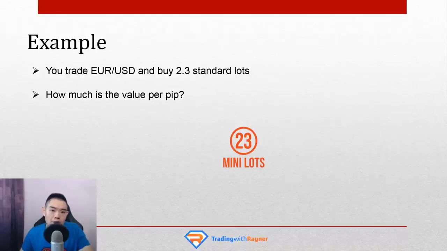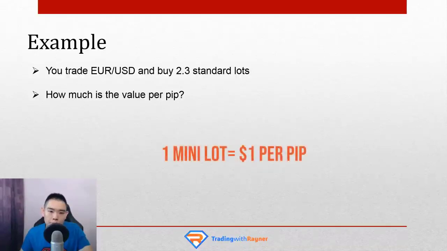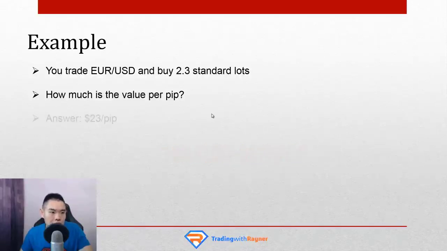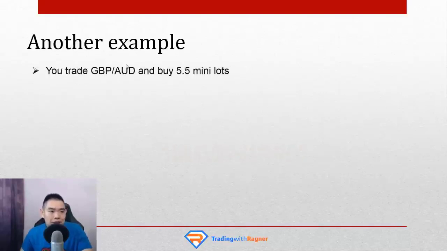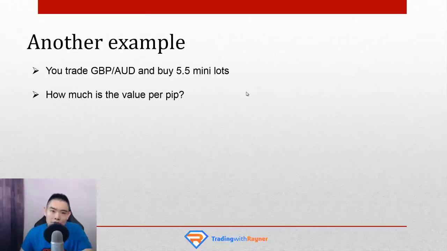We know one mini lot is worth $1 per pip. So clearly 23 mini lots means it's $23 per pip, and there you have it. Moving on, next example. Let's say you trade the pound against the Aussie dollar and buy 5.5 mini lots. How much is the value per pip?